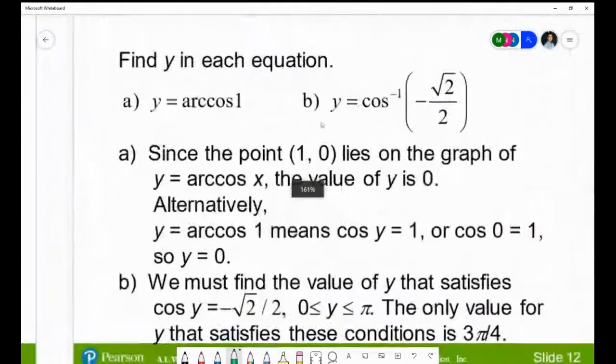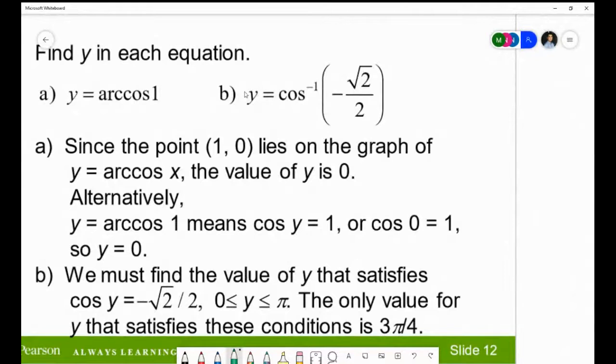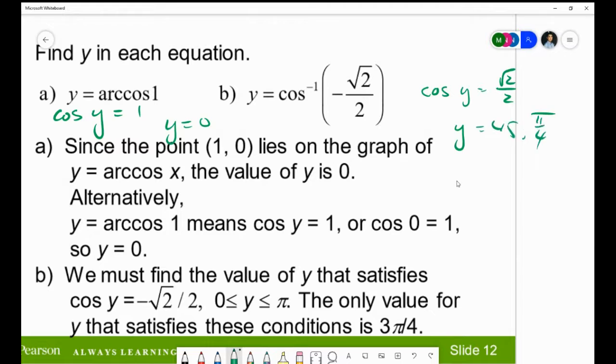Now, it's the same thing here. If you want to look at how to find the function value of the inverse function, just think of it as cosine of y equals 1. So when does that occur? That's when y equals 0. And then same thing here. Cosine of y equals negative square root of 2 over 2. Oh, this is negative, sorry. So y has to be 135 degrees or 3 pi over 4. So this is in the second quadrant because it's negative.